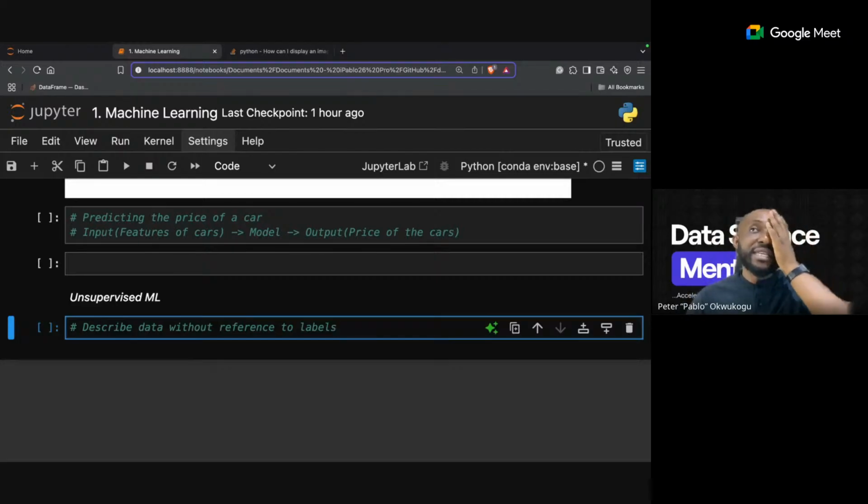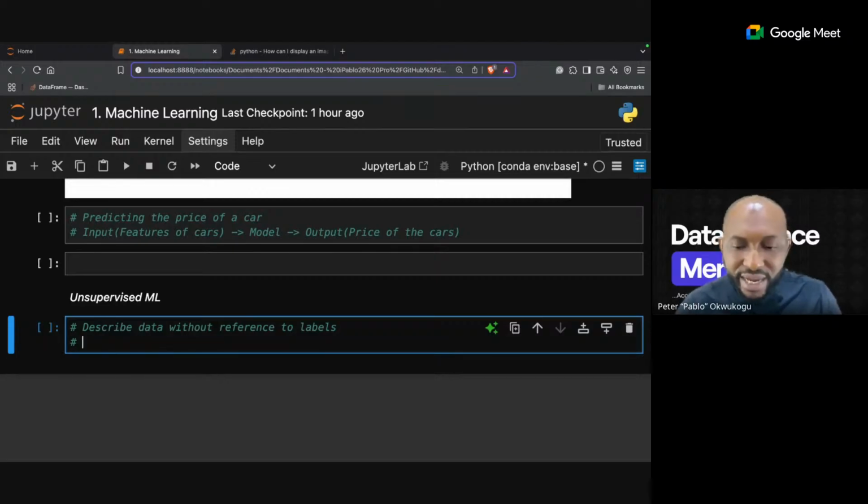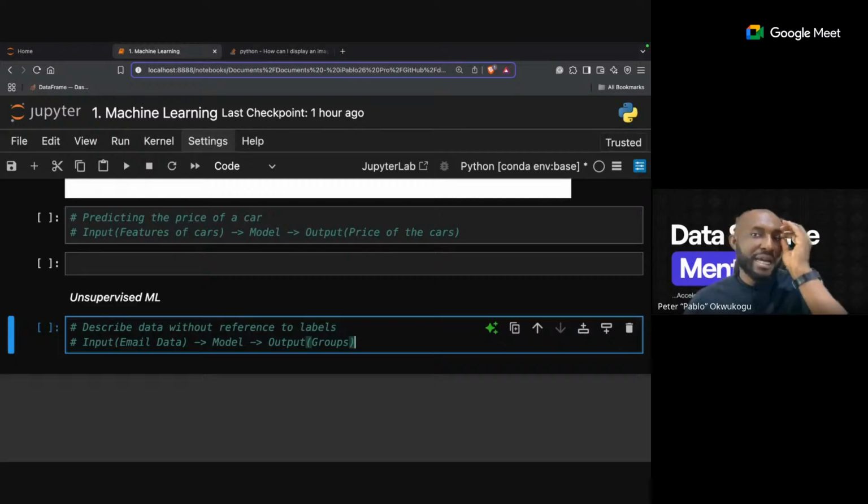So now we have an input, which is data, but the output is not looking at labels. So maybe we have input, like email data. And in between we have a model, but what this model is looking to do is that its outputs are going to be possible groups. So the output is not going to be a discrete label or a continuous label. We're going to be looking at groups, or clusters. We're trying to understand the data by figuring out if they have clusters within them.